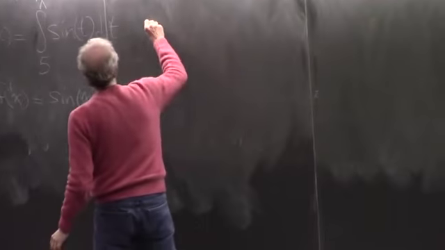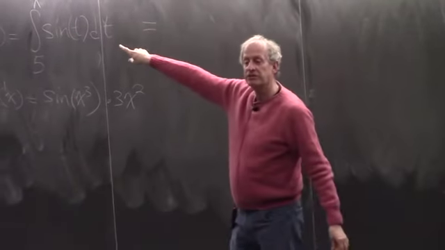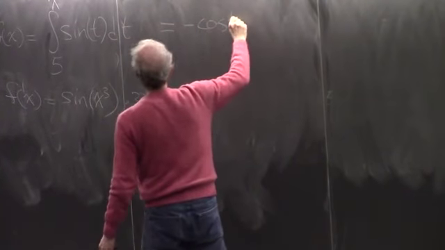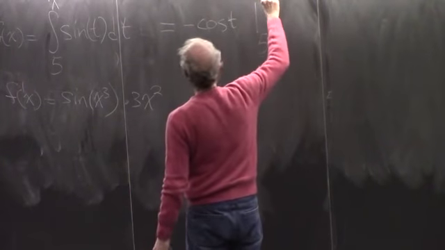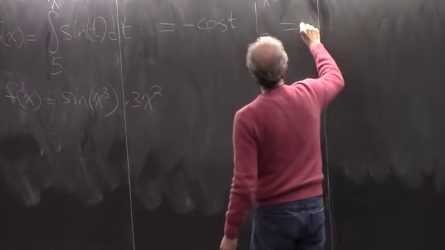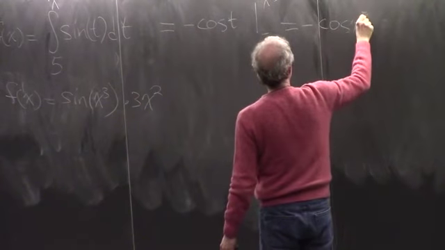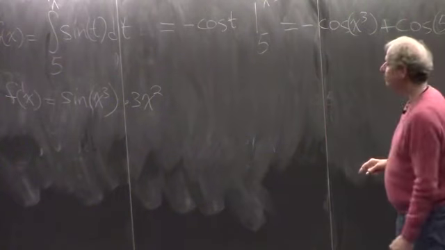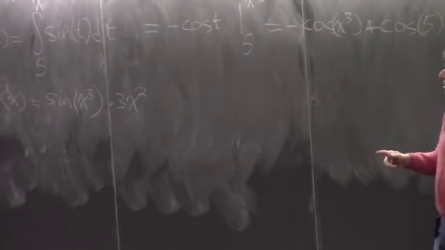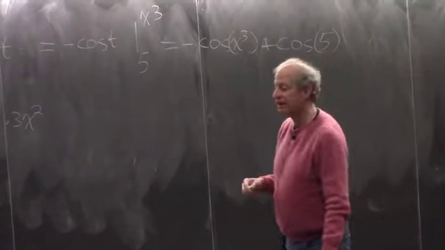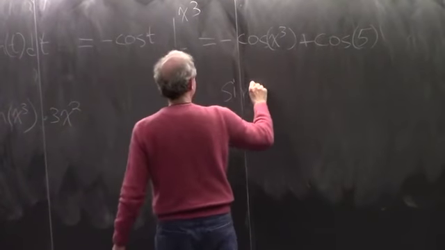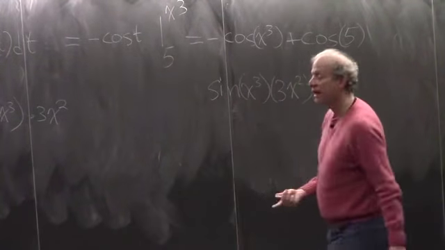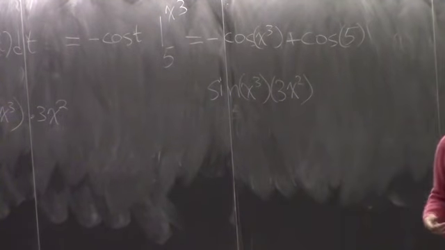So remember before, we want to do the antiderivative, so we're going to do the integral of sine of t. That was minus cosine of t from 5 to x cubed, which is minus cosine of x cubed plus cosine of 5. Now, I'm going to take the derivative. What's the derivative of minus cosine of x cubed? It's sine of x cubed times the derivative of x cubed. So that's where the chain rule comes in. Okay?